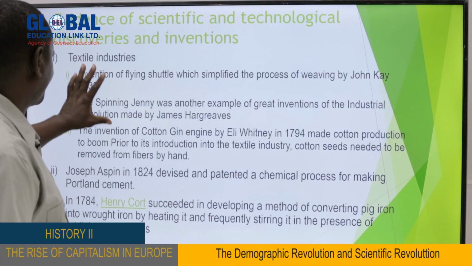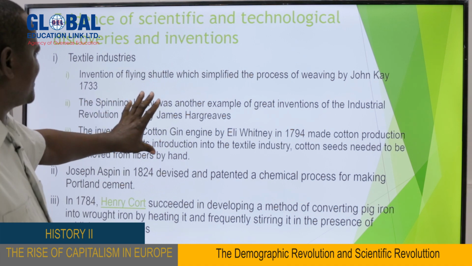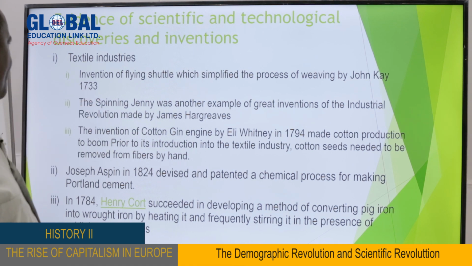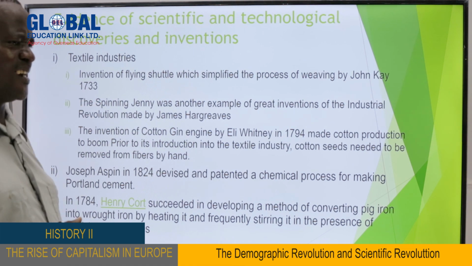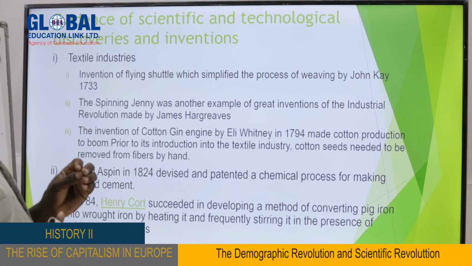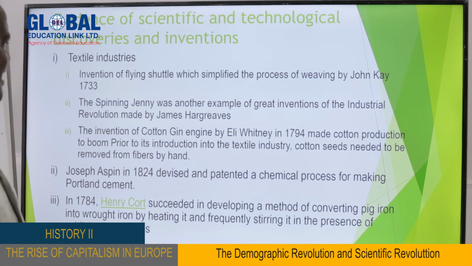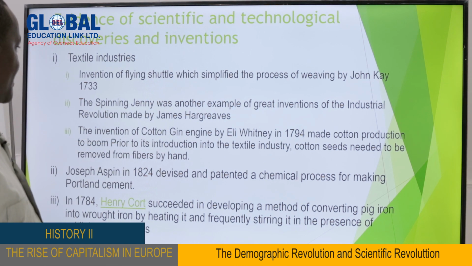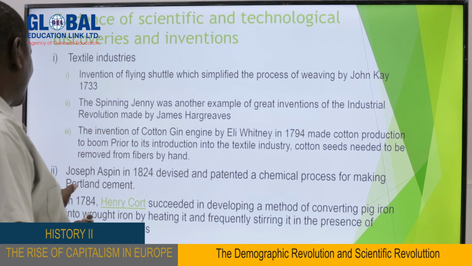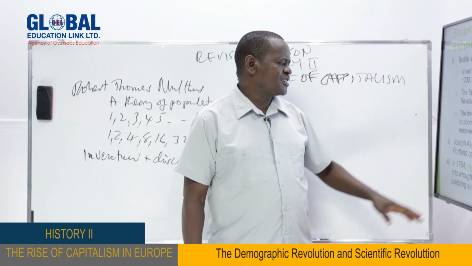So this speeded up the production of clothes, converting cotton to become ready for production of clothes. This is for the textile industries, together with some other developments in textile industries. And in fact, by the 1790s, a lot of changes were already made in textile production in Britain and in some other countries. So this is textile. But another very important technological invention was done by Joseph Aspin.